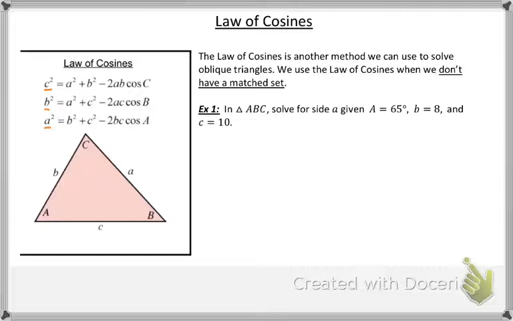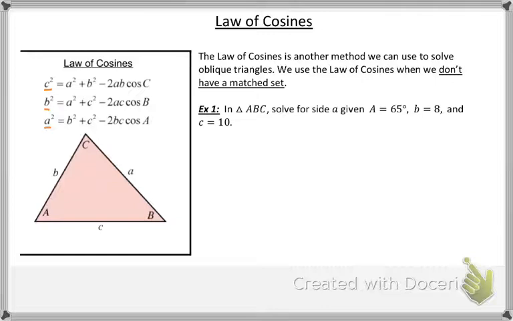It's very similar to the Pythagorean theorem. c squared is going to be equal to a squared plus b squared, where a and b are the other two sides, minus 2ab times the cosine of C. So when you are using the law of cosines, we always start with the side that we're looking for, or if we're looking for an angle, we start with the side that is opposite the angle that we're looking for.